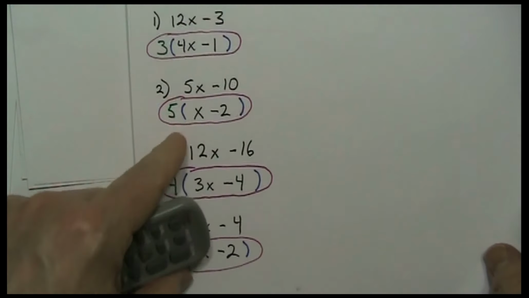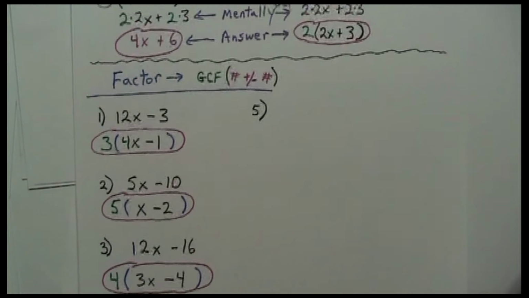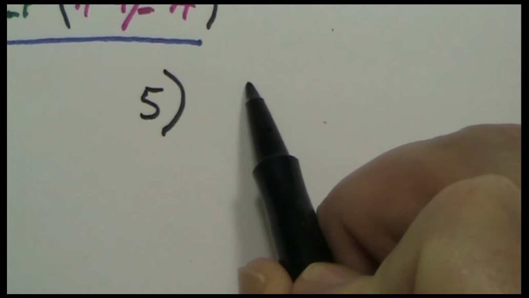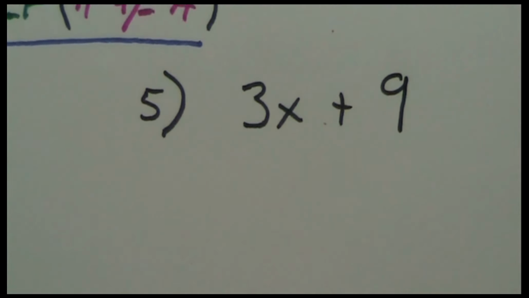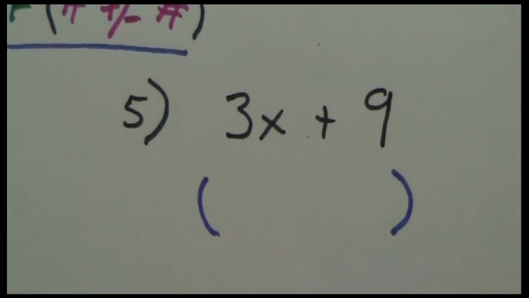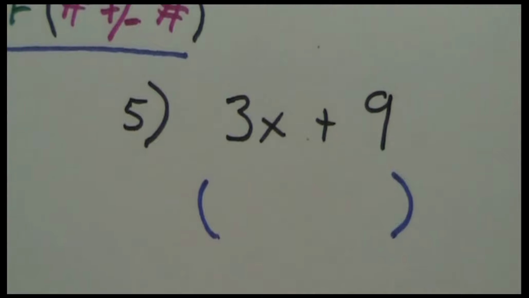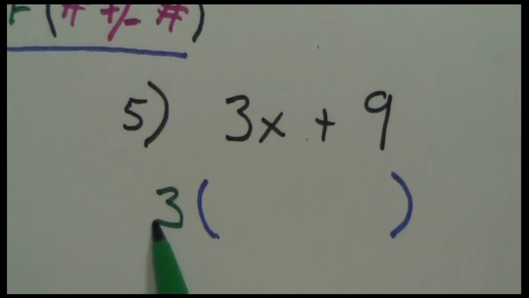I've reached the bottom of my paper, so I'm going to go back up close to the top. Okay, number 5, we have 3x plus 9. So let's see, I'm going to put my parentheses there. And the greatest common factor of 3 and 9 is 3.